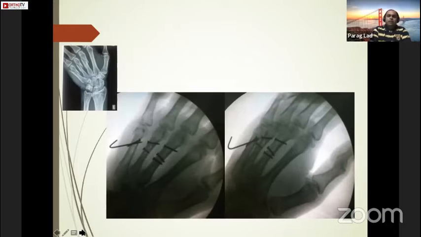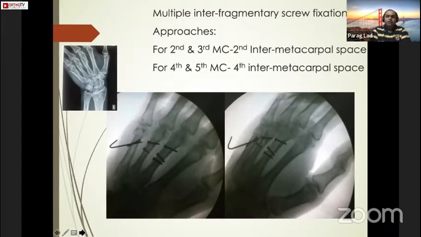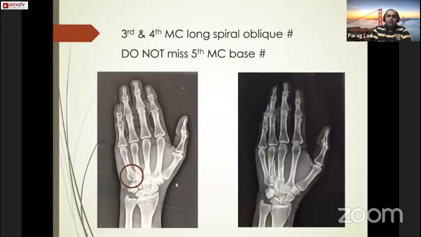And remember, when we have multiple fractures of the metacarpals, the approach is: when you want to fix the second and third metacarpal, you have to use the second intermetacarpal space as the incision and approach to these two fractures. And when you want to fix the fourth and fifth metacarpal, you have to take the incision on the fourth intermetacarpal space. So let us take another example.